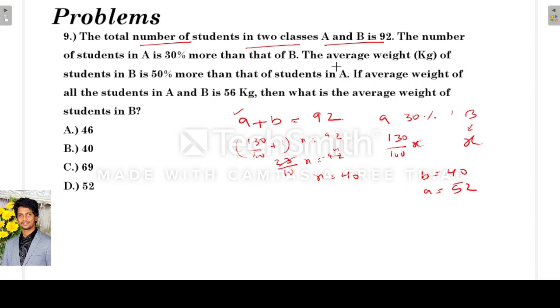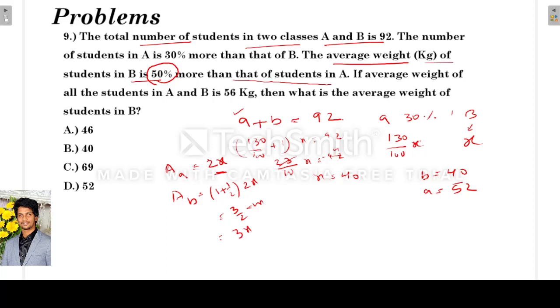So now they are telling the average weight of students in B is 50% more than the average of A. So let us say the average of A is 2x. You will get to know clearly why I am taking 2x after we discuss percentages. So now what will be the average of B? They are telling it is 50% more. So 50% more means 1 plus 1 by 2 into the average of A, which is 2x. It means 3 by 2 into 2x. So the average of B will be 3x, which is 50% more than the average of A.